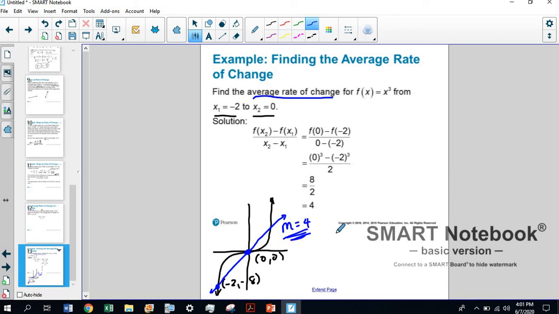Again, if you're having any trouble with the problems we did today, make sure you understand where that problem is happening. And if you're having problems finding the equation of the line once you know your slope, you're having a problem with section 2.3, not 2.4. So go back and check that out.